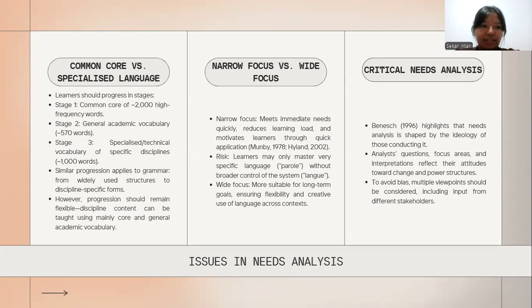And the third one is critical needs analysis. It reminds us that the process is influenced by power and ideology. The questions asked often reflect the analyst's perspective. To avoid bias, it is important to involve different stakeholders, for example, teachers, learners, and institutions.